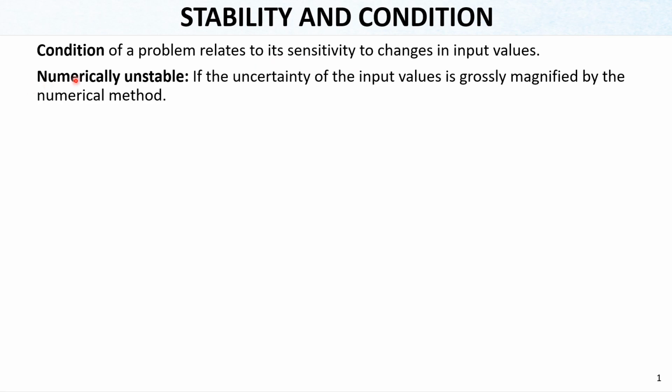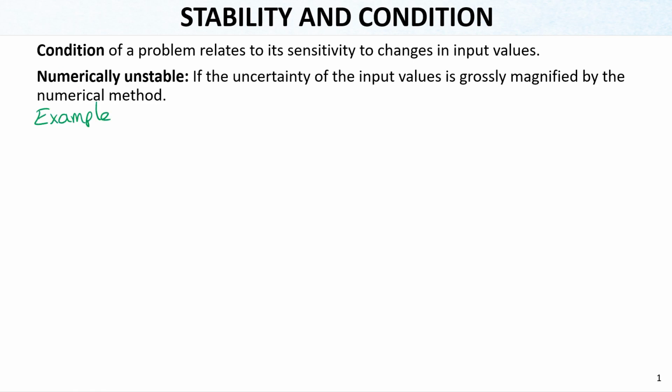And numerically unstable means that if the uncertainty of the input values, or the error of the input values, is grossly magnified by the numerical method, this will occur. So if the numerical method changes the input values too much, it means it is numerically unstable. Let's have an example about this and see what's going on over here.